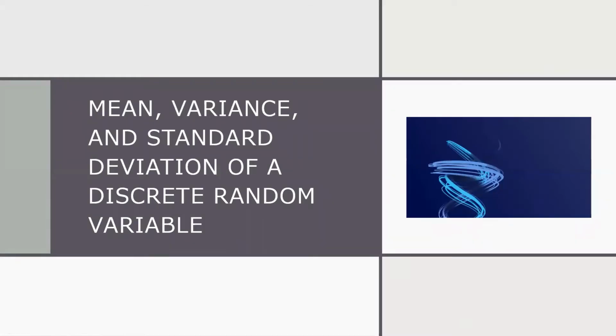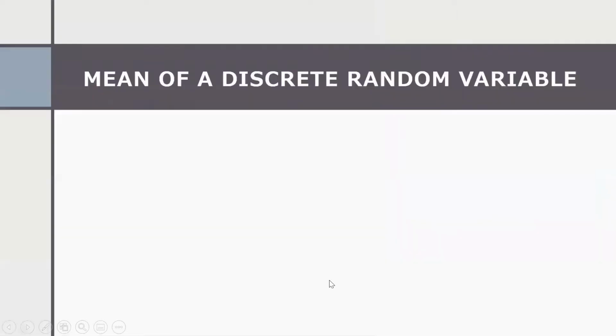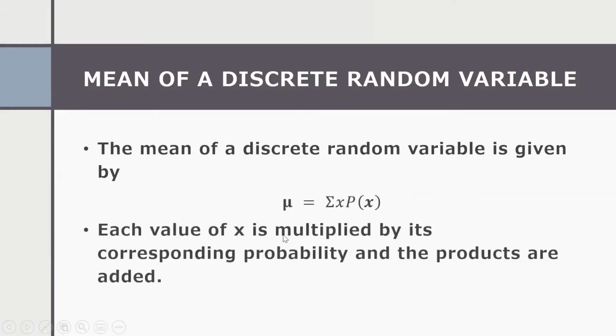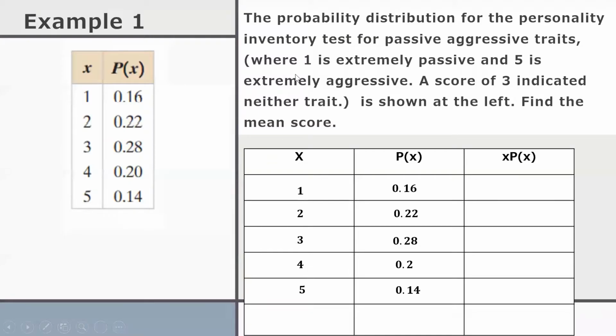Let's talk about the mean, variance, and standard deviation of a discrete random variable. The mean of a discrete random variable is given by this formula. Each value of x is multiplied by its corresponding probability and the products are added. So we're going to multiply x and their corresponding probability and sum them up, and that is your mean. So let's have this example number 1.